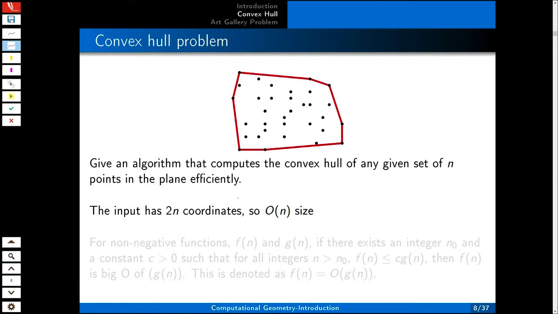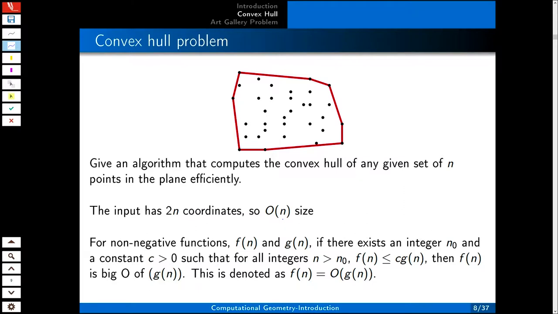So what is the input to the problem? N points, that means 2n real values. For each point we have an x coordinate and a y coordinate. And then after saying that, I have written a small note that the input size is order n. What do I mean? I have just said the input size is 2n, so why am I saying that the input size is order n?